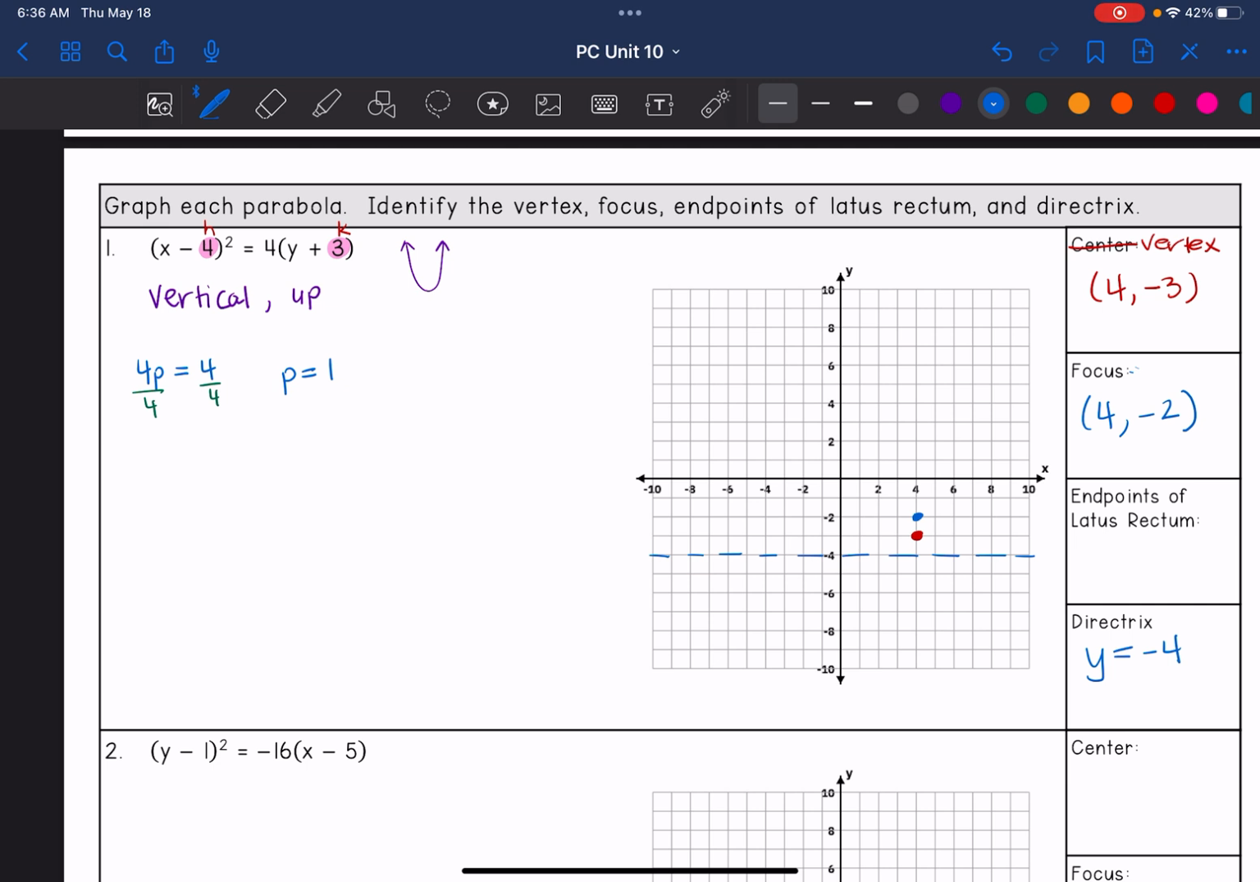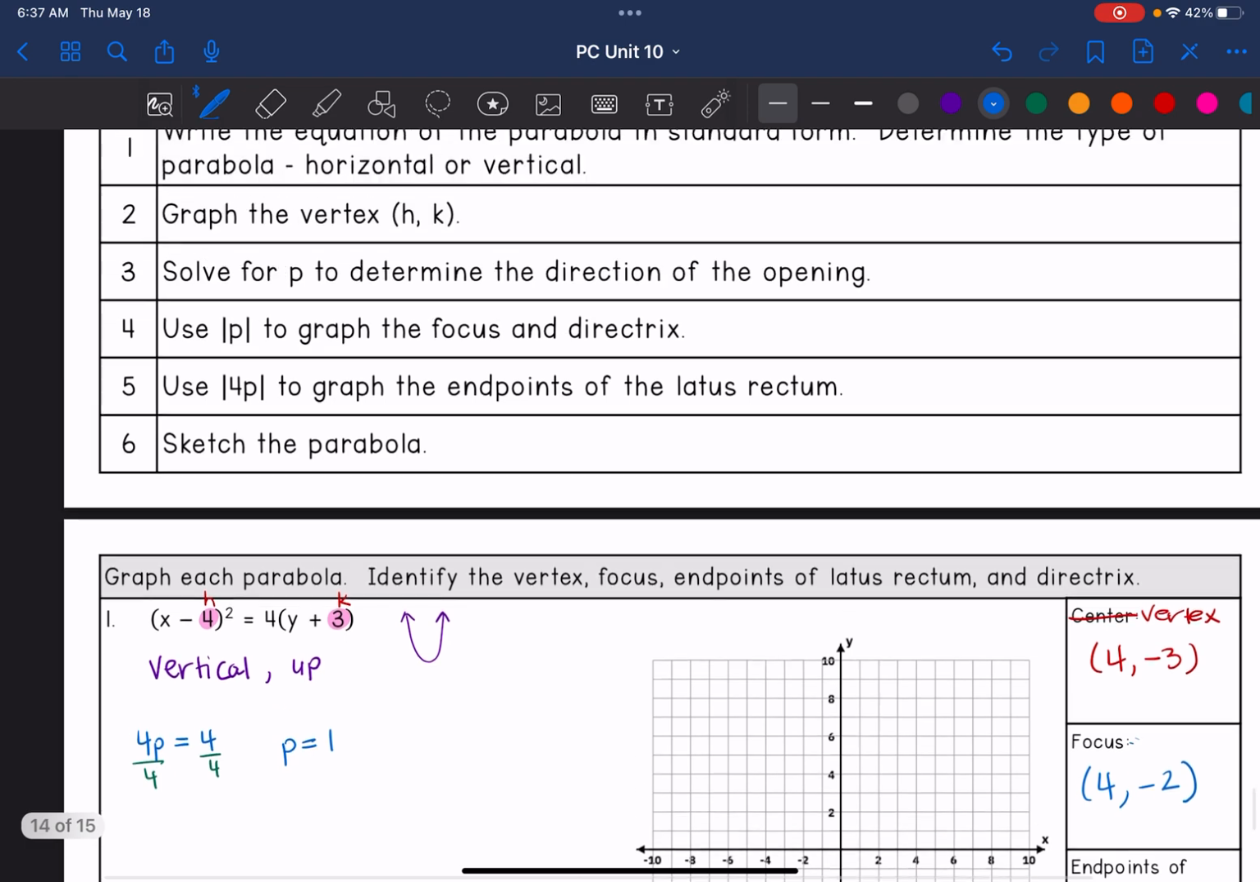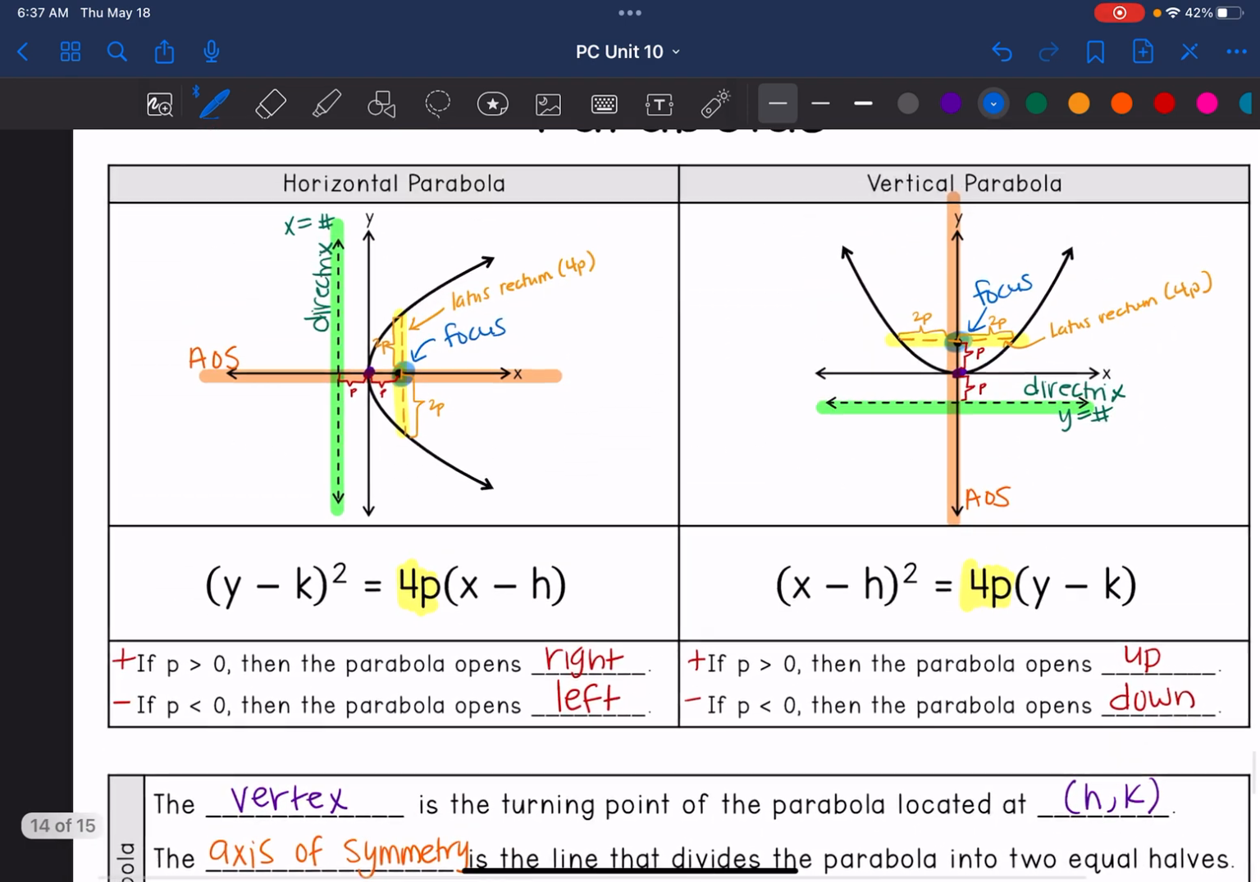Okay, almost done. The other thing we need is the endpoints of the latus rectum. The latus rectum, I'm going to go back to my picture here, is this yellow line that I drew in to tell us how wide this parabola is going to be.